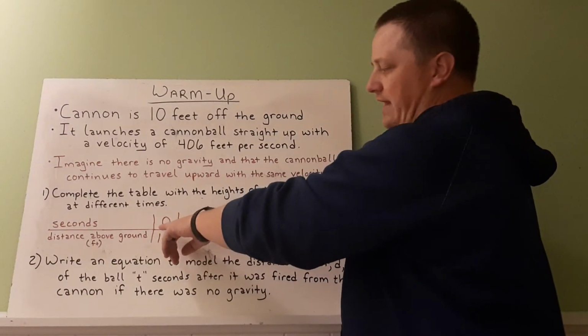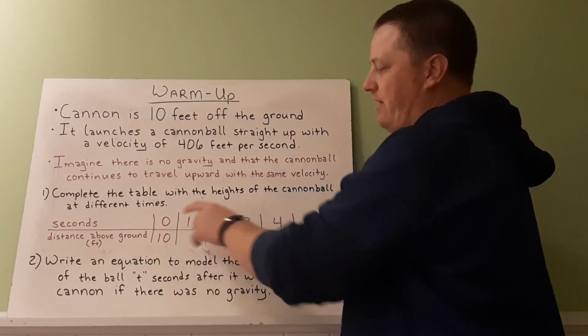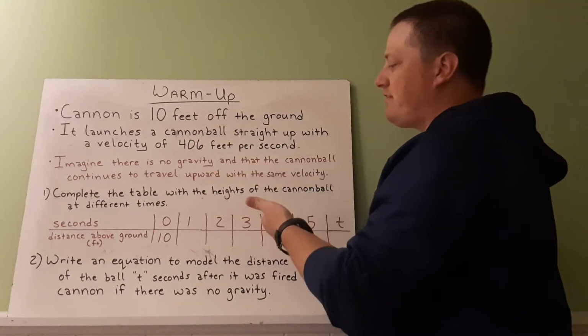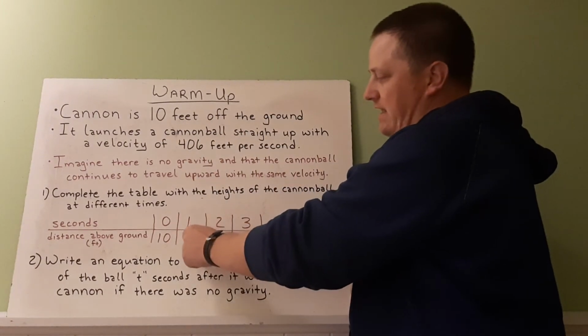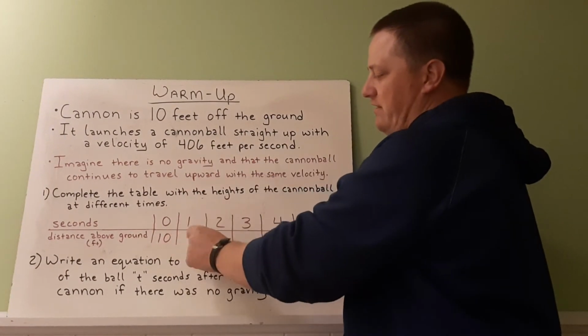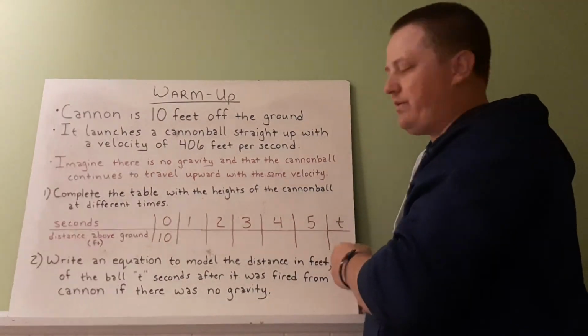So at 0 seconds, it starts at 10 feet off the ground. So if it goes 406 feet in a second, at 1 second, you would need to add 406 to 10 and then fill the rest out.